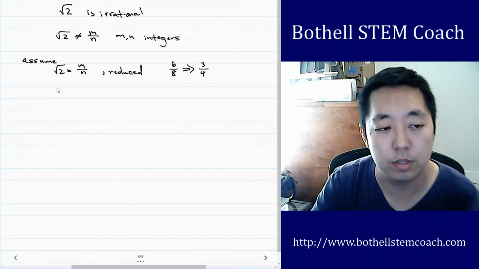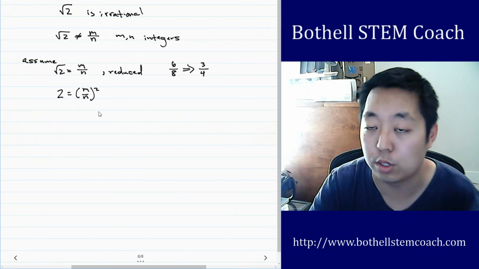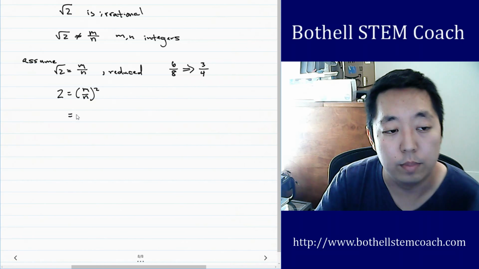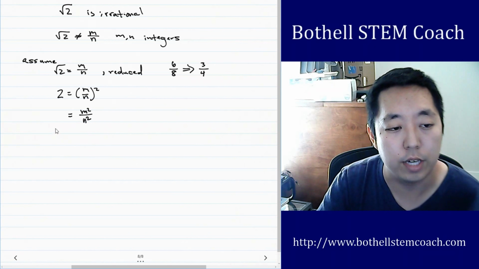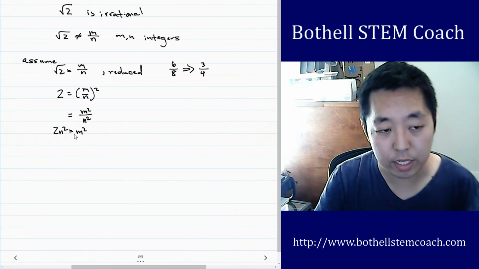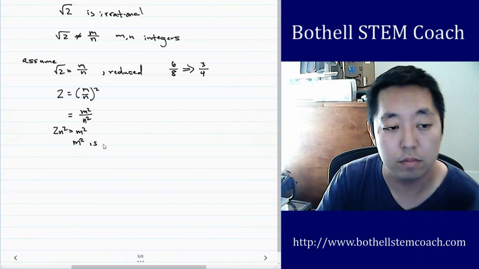So we're going to assume that this is true, and then what other things do we know to be true because of this? Well, we know that if we square both sides, we should get 2, right? So this should be (m over n) squared. That's what the square root means. It means that if I square it, I get 2. We know that if I square it, this would equal m squared over n squared. Now if I rearrange it, I would get 2n squared equals m squared. Okay? Now we have to think about what this means. What does this tell us? It tells us that m squared is even.